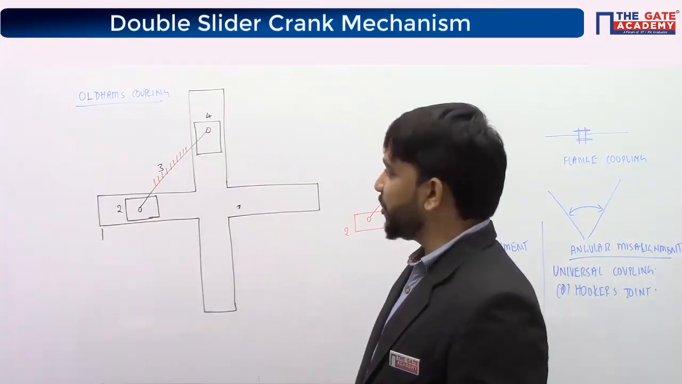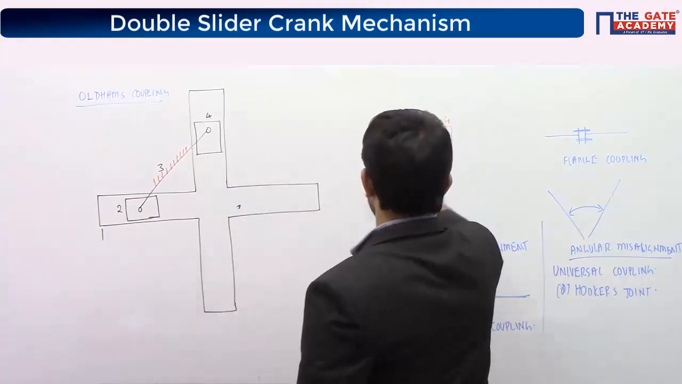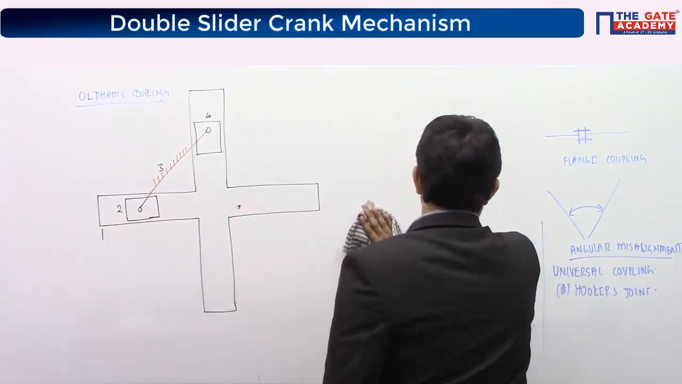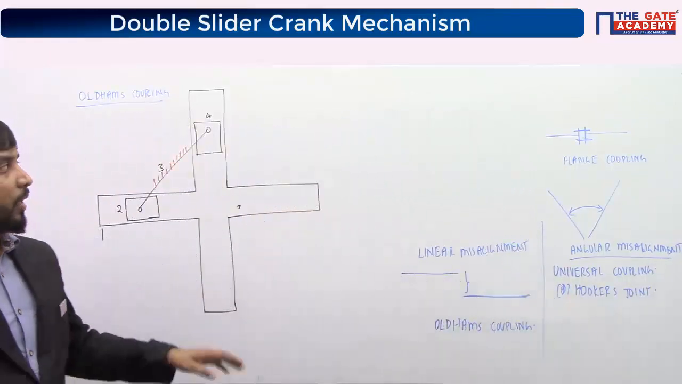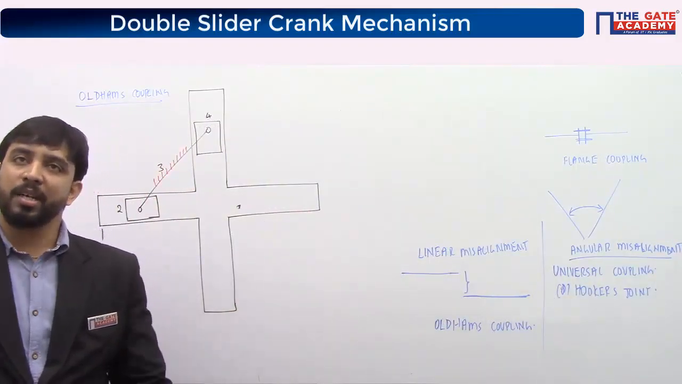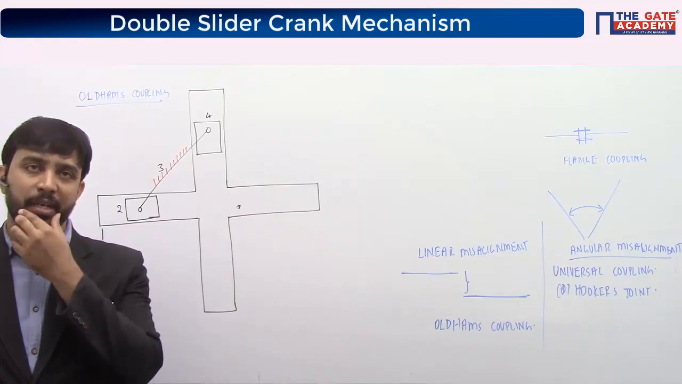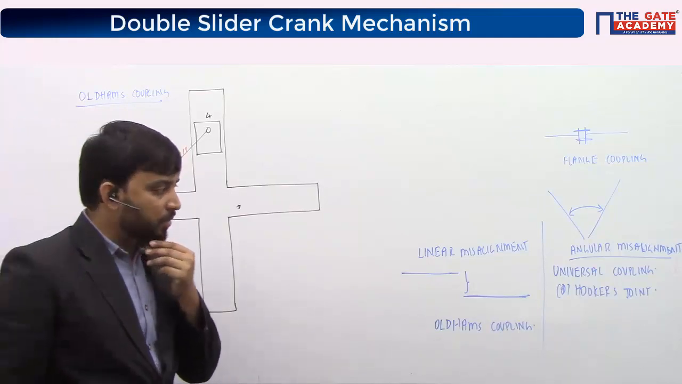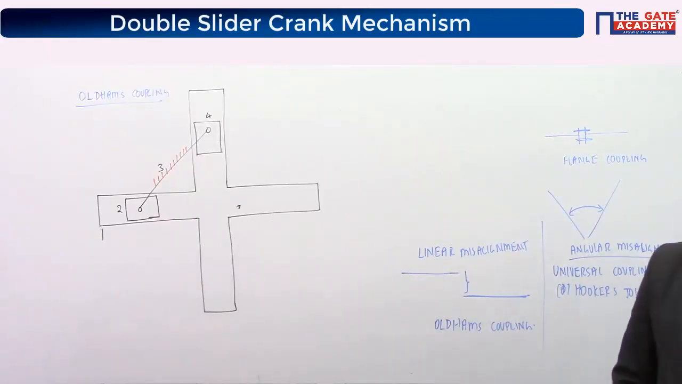So link 1 is not in pure rotation, okay? This link 1 will be sliding as well as rotating, okay? Right, and this is called Oldham's coupling. Oldham's coupling is used for connecting two shafts having linear misalignment.